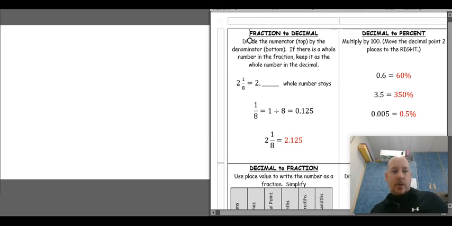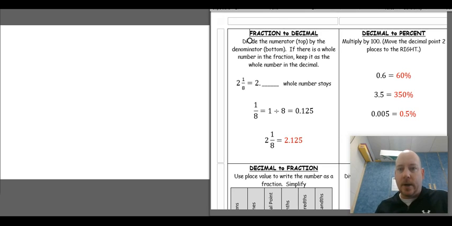Take a look at how we do some basic conversions here, from fractions to decimals to percents, and just kind of back and forth among those three. Fractions to percents are a fairly common conversion that you'll have to do, so we'll start with that one.